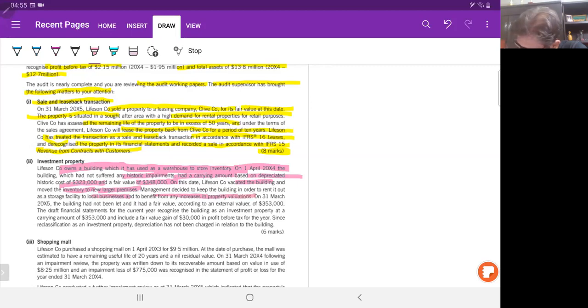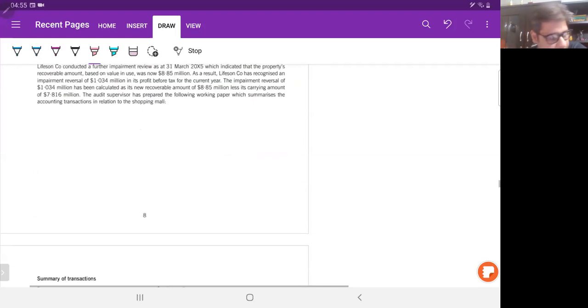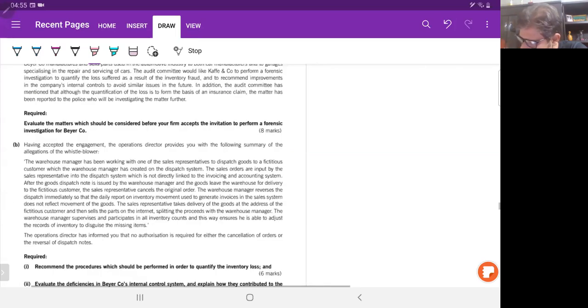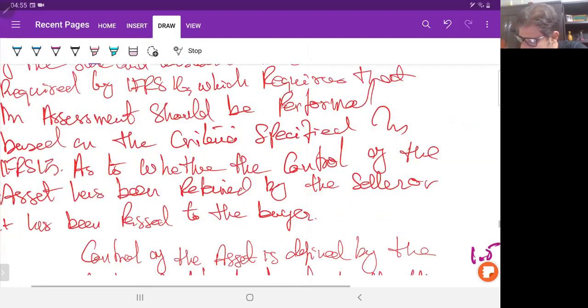On 31st March 2005, the building had not been let and it had a fair value according to an external valuer of $353,000. A draft financial statement for the current year recognized the building as an investment property at a carrying amount of $353,000 and included a fair value gain of $30,000 in profit before tax for the year. Since reclassification as an investment property, depreciation has not been charged in relation to the building. 6 marks available for this requirement. Now let us draft the answer.